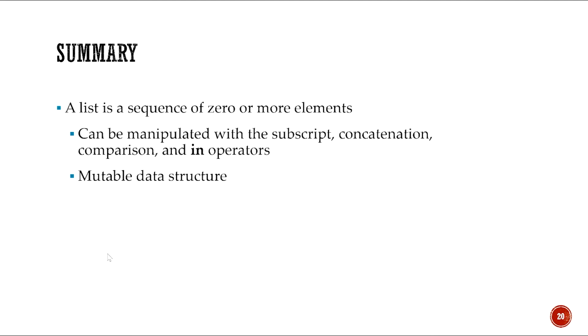In summary, a list is a sequence of 0 or more elements, can be manipulated with the subscript, concatenation, comparison, and in operator if we want to search for specific elements in the list. We use in operator. And it is a mutable data structure. It means that we can update number of items, their values, and we can access them.